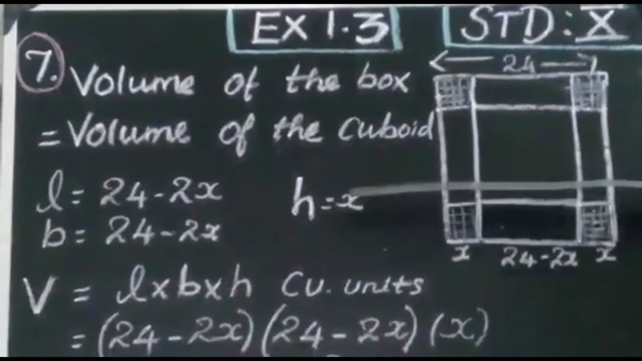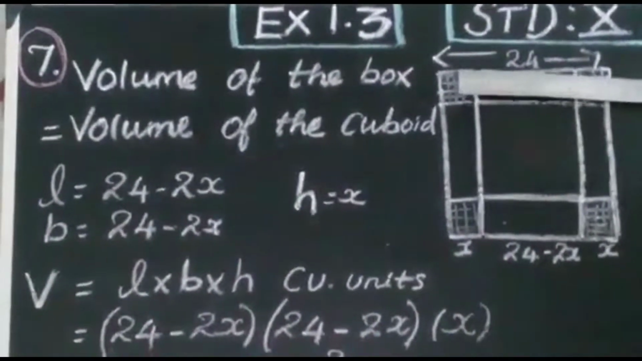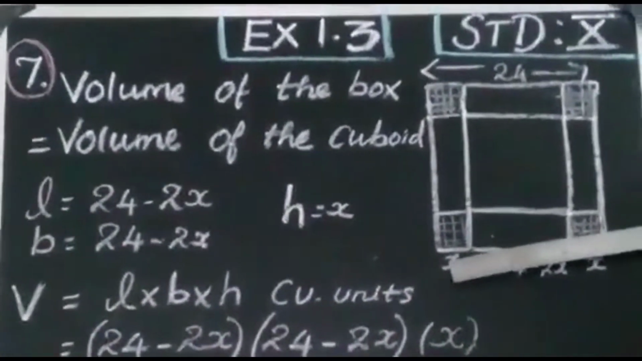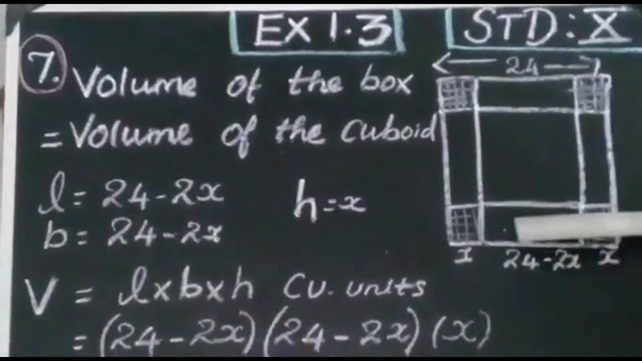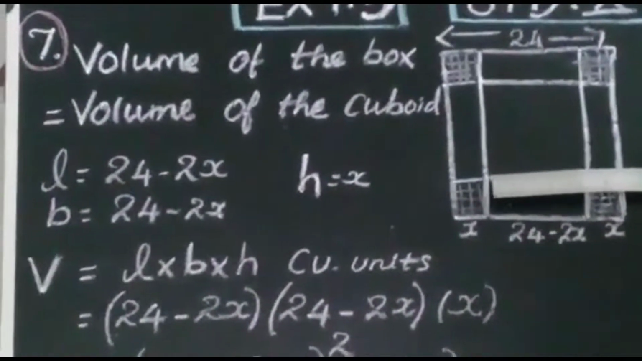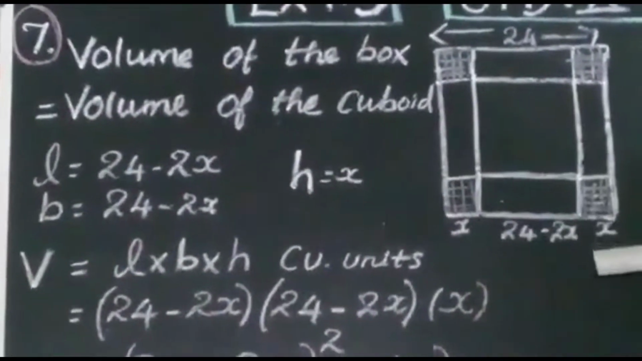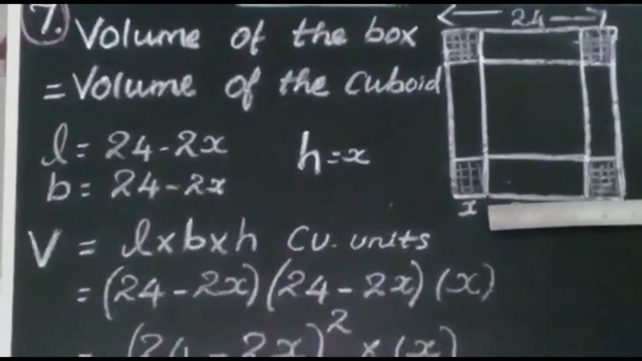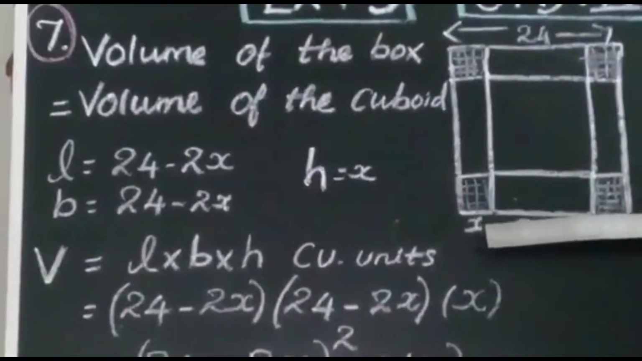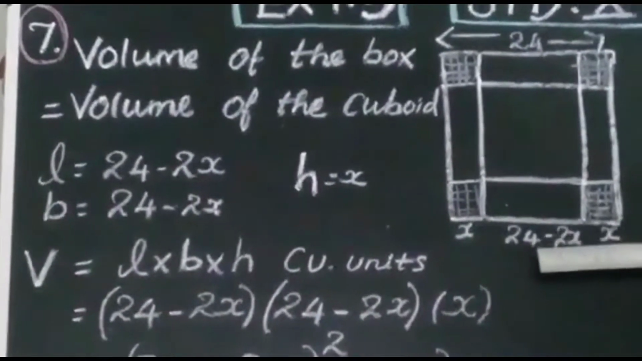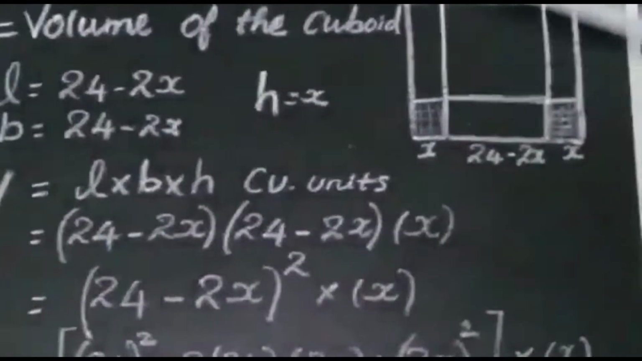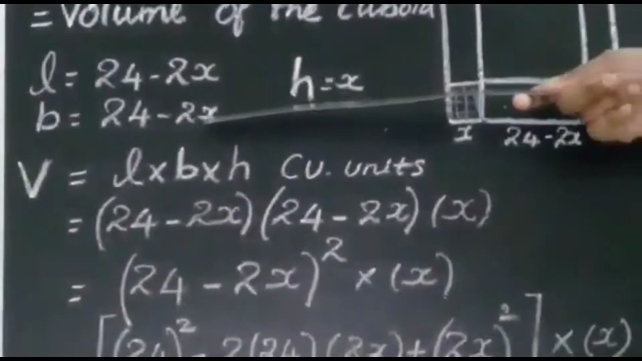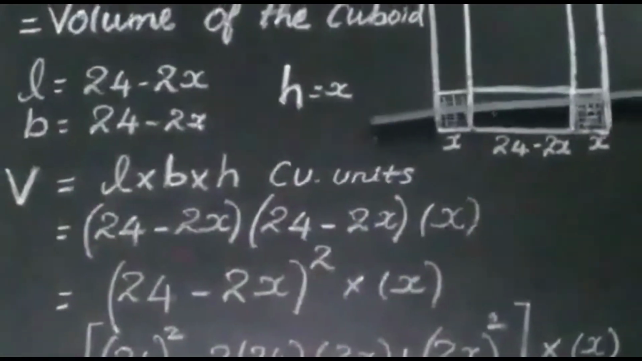So the length of the cuboid is here. The total length value is 24 centimeter. The small square side value is x centimeter. Here also x. Now we find the length of the cuboid. So here x plus x, 2x only. So we need this area only. So 24 minus 2x. The length of the cuboid is 24 minus 2x and the breadth is also the same, 24 minus 2x. The height value is x only.